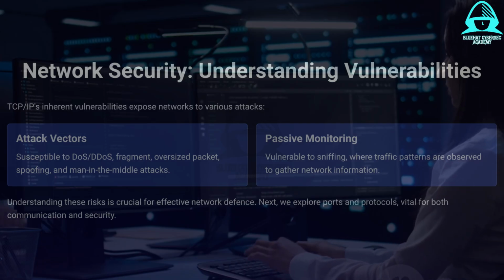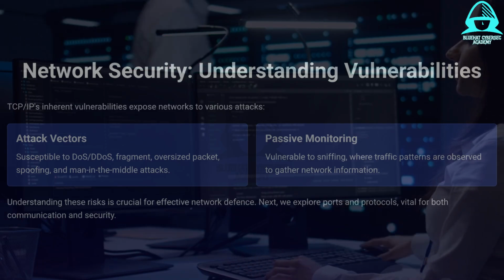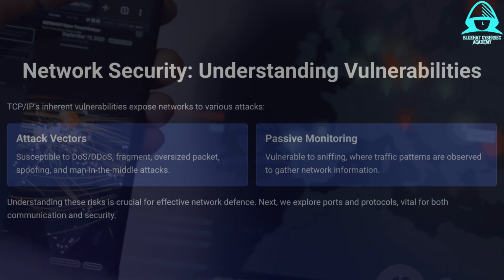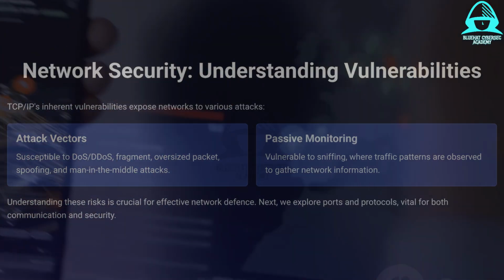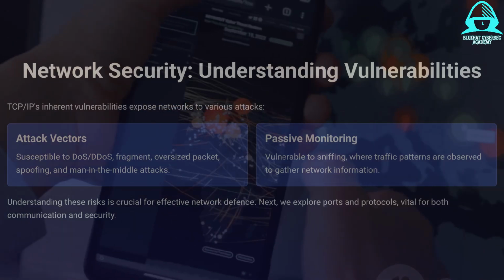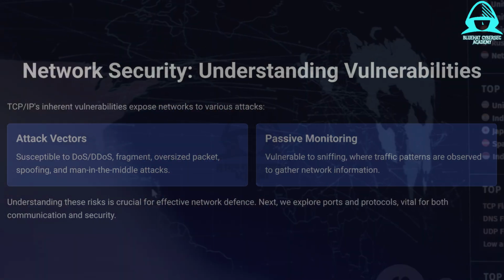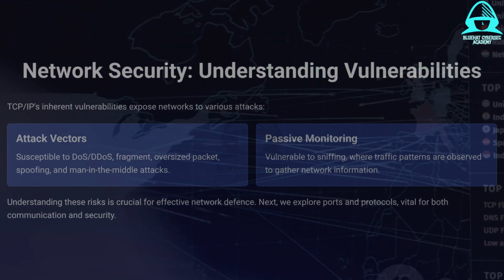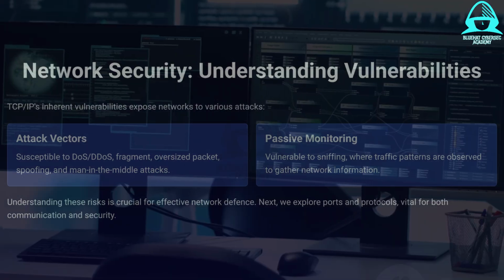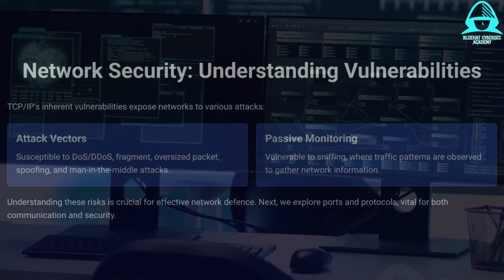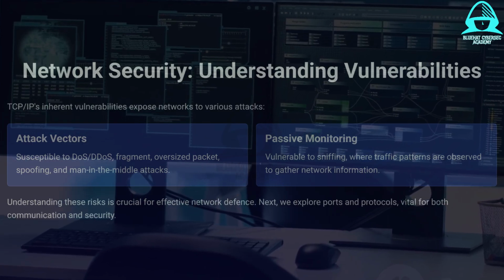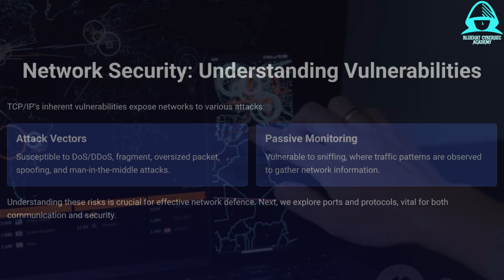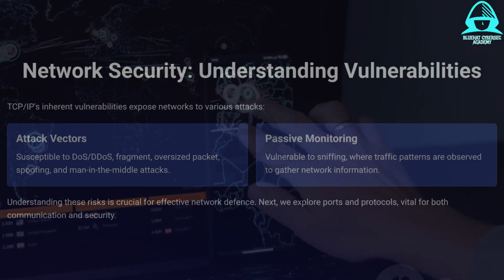Security of the network is, honestly, a pretty big concern these days. TCP/IP's vulnerabilities are numerous. Improperly implemented TCP/IP stacks in various operating systems are susceptible to denial of service and distributed denial of service attacks, fragment attacks, oversized packet attacks, spoofing attacks, and man-in-the-middle attacks. TCP/IP, like most protocols, is also subject to passive attacks via monitoring or sniffing. Network monitoring, or sniffing, is the act of observing traffic patterns to obtain information about a network.